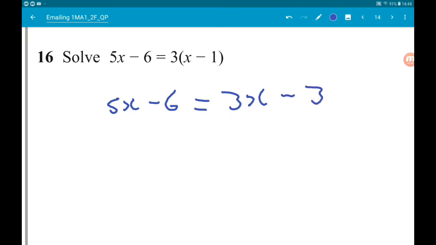Okay, so we now have an x on both sides. So the next thing I would do is subtract 3x from both sides. So 5x take 3x is 2x. So we have 2x minus 6 equals minus 3.